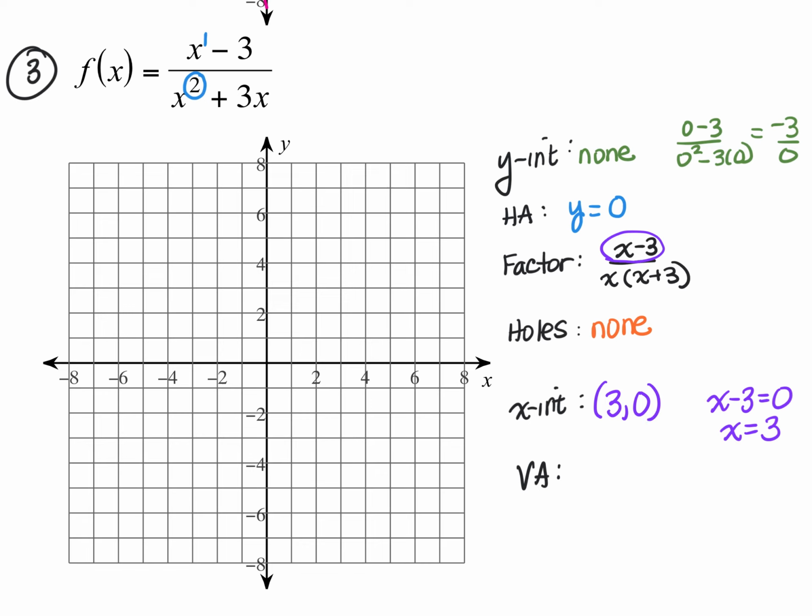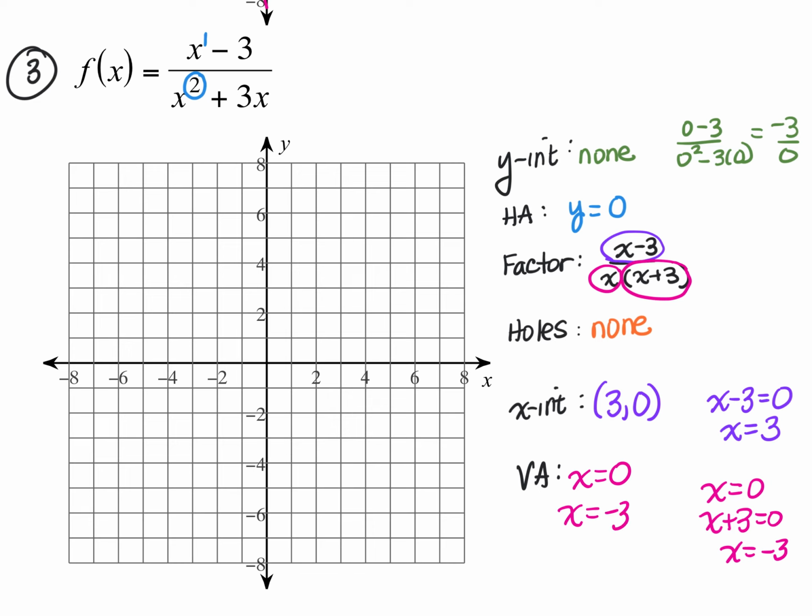And then finally, any vertical asymptotes come from whatever's left in the denominator set equal to 0. So we would set x equal to 0, and we would set x plus 3 equal to 0. And we end up with two vertical asymptotes, x equals 0 and x equals negative 3.